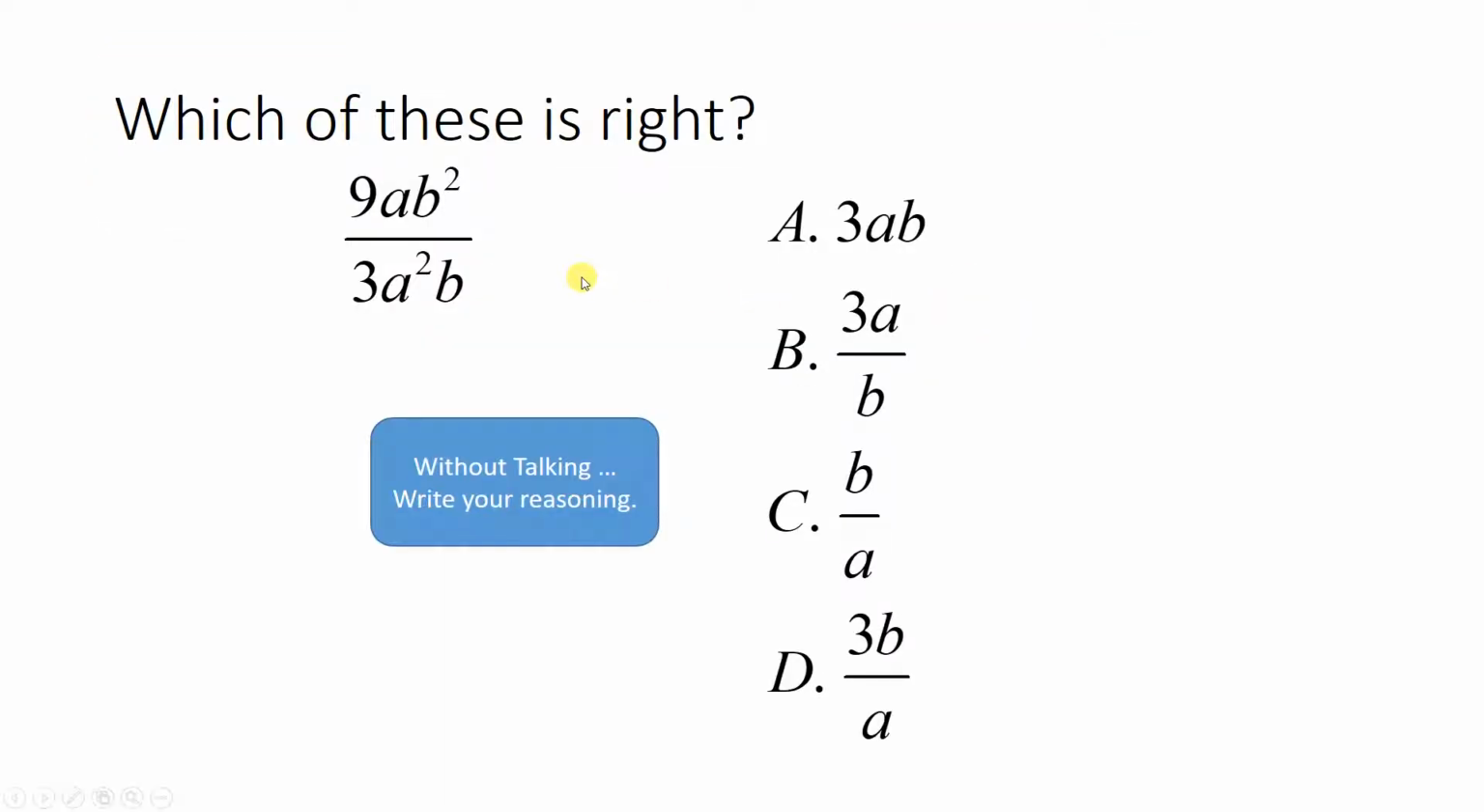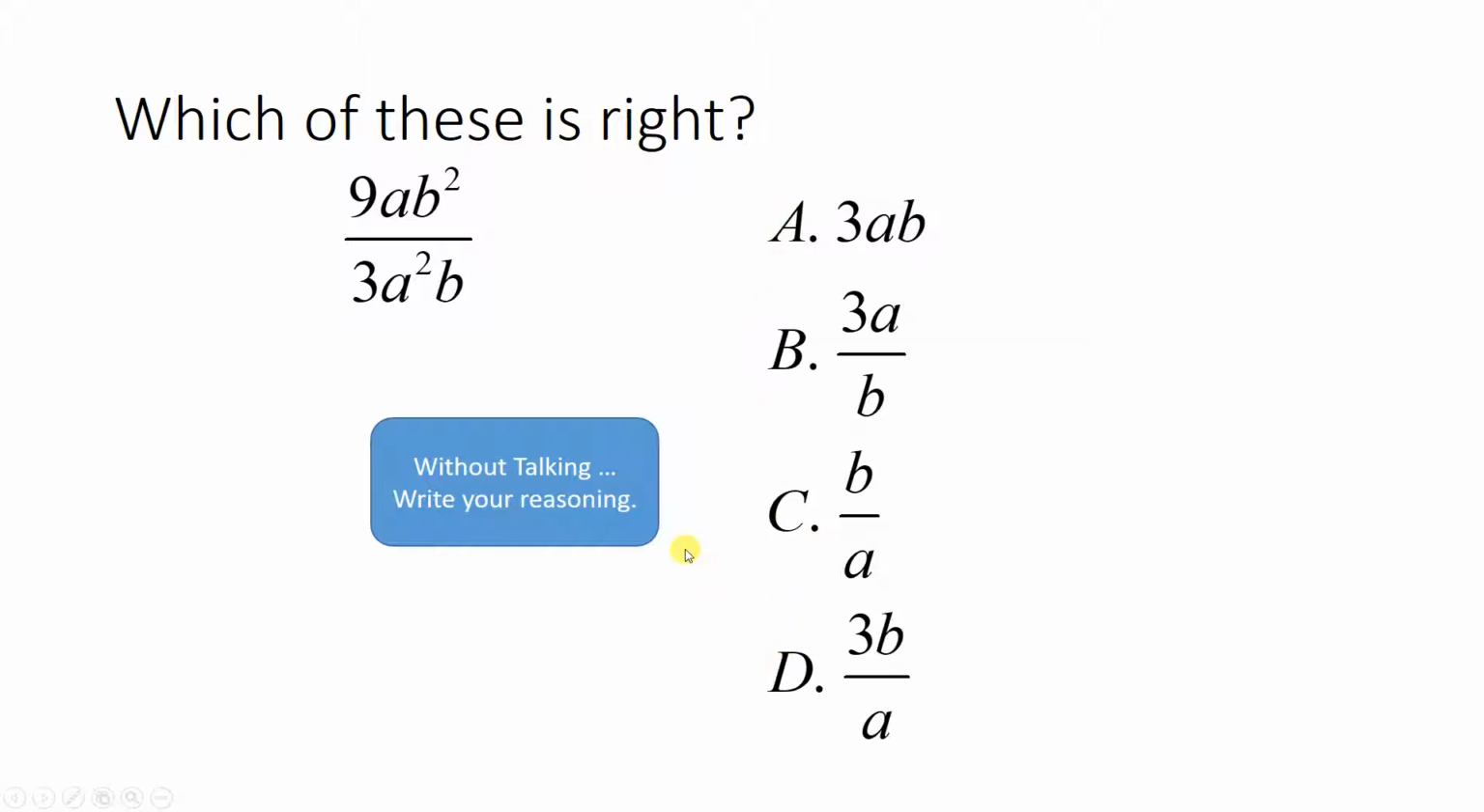So take a moment. What do you think it is? If I were to reduce 9ab squared divided by 3a squared b, which of these do you think it would be? Now, take a minute, write it out, try your best. Now I got to tell you, in high school, when students are just barely learning how to do this, it's a pretty even distribution between all of the possible answers.